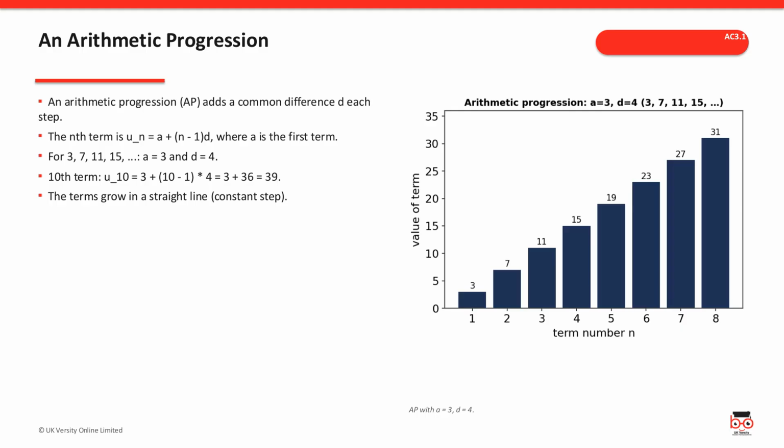An arithmetic progression adds a common difference each step, and its nth term is u sub n equals a plus n minus 1 times d, where a is the first term. Take 3, 7, 11, 15. Here a is 3 and d is 4. To find the 10th term, we work out 3 plus 9 times 4, which is 3 plus 36, giving 39. The terms climb in a straight line, one steady step at a time.